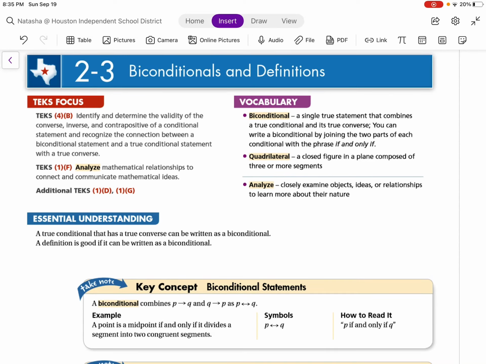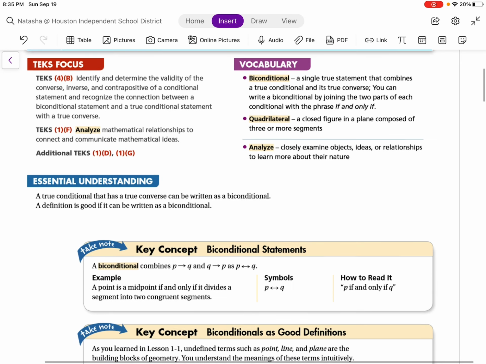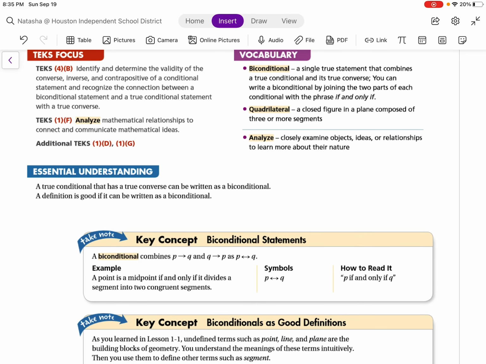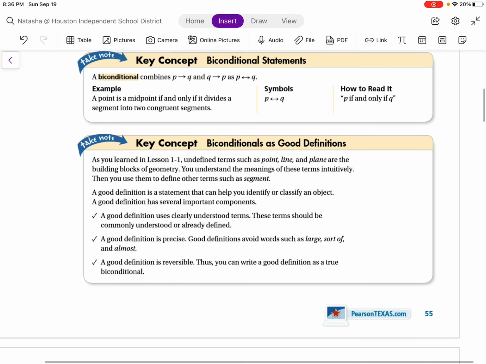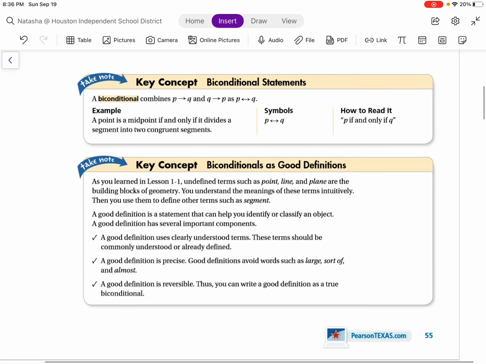Hello, so on this episode, we are going to talk about biconditionals and definitions. A biconditional statement is a single true statement that combines a true conditional and its true converse. We're going to talk further on that definition. Your essential understanding for this is that a true conditional statement has a true converse and can be written as a biconditional. A definition is good if it can be written as a biconditional.